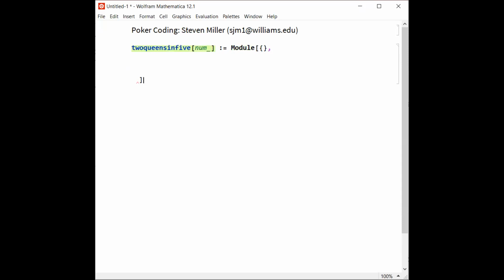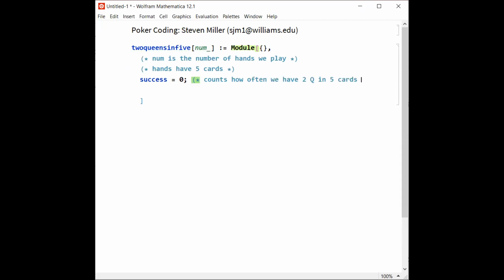Your good coding skills: you always close off a section as soon as you start. So if you have a begin, you close it off immediately with an end. And you put in comments what things are. So num is the number of hands, 5 cards, and then success is 0. How often we have 2 queens in 5 cards. That's the first thing we need to do now, to write this program.